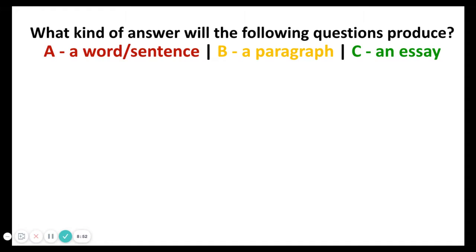So we're going to do a little interaction here. We are going to be using the chat. As we read each one, you're going to put A if you think the answer to the question would be a word or a sentence, which means it's weak. B, the answer to the question would be a paragraph, which is better than A, but it's still weak. And C, the answer to the question could be an essay, and that is what we are aiming for.